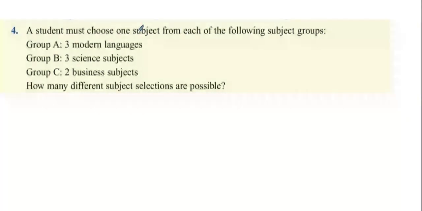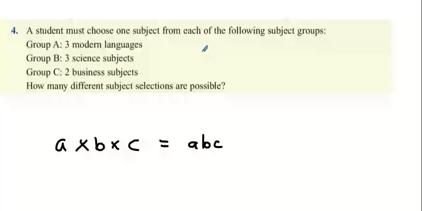A student may choose one subject from each of the following subjects. How many different subject selections are possible? This comes down to what is known as the fundamental principle of counting. If there's A ways of doing the first thing, B ways of doing the second thing, C ways of doing the third thing, there's A times B times C ways of doing all three things combined.